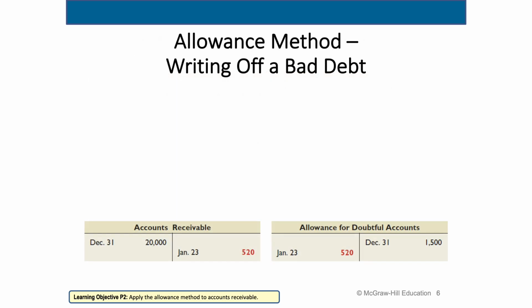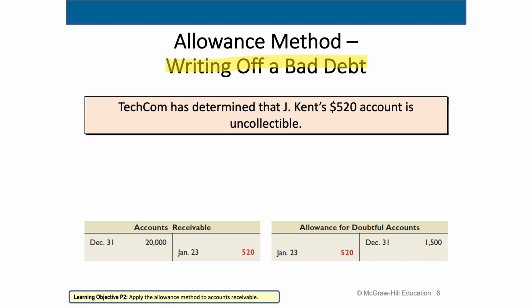Now let's see the allowance method, write off a bad debt. What do I mean by write off a bad debt? Let's see the example here. They told me that TICCOM has determined that J. Kent's 520 account is uncollectible. So now what's the difference? In the previous example, we said bad debt expense to allowances for doubtful account. In the previous example, we were estimating, we're not quite sure. We just estimated, we are doubtful, but we are not quite sure.